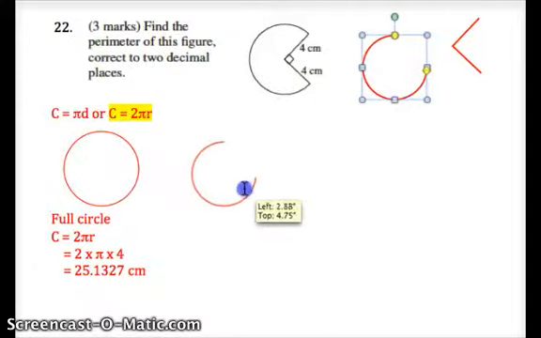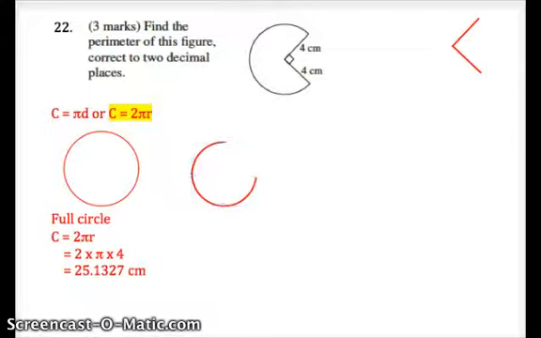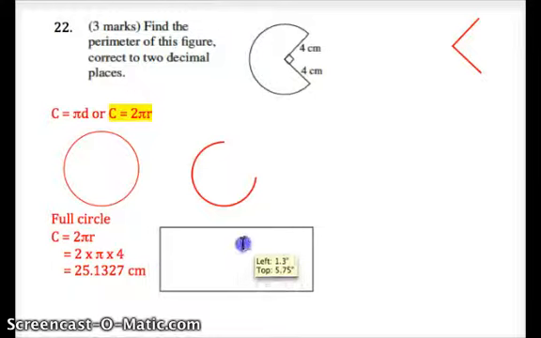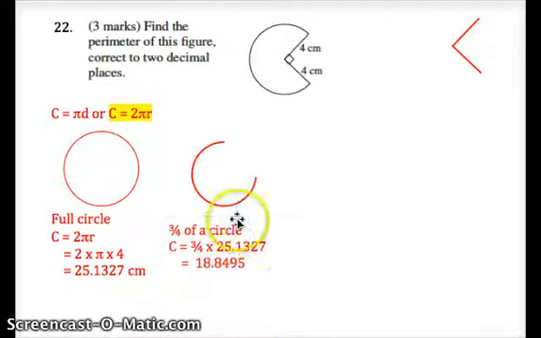Now just remembering that we don't want a full circle, we need 3/4 of a circle. So I'm just going to put that 3/4 down here. To work out 3/4 of the length of that whole circle, our working out will be 3/4 of 25.1327. So 3/4 of a circle, the circumference is 3/4 times 25.1327, which is 18.8495. So we've worked out that curved bit.